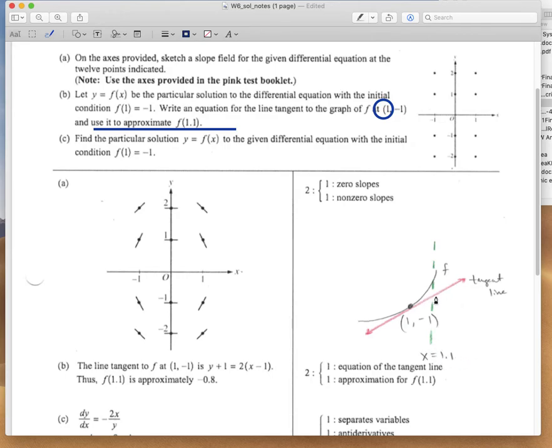So this height right here, this y, is actually negative 0.8. I plug 1.1 into the equation of the line.